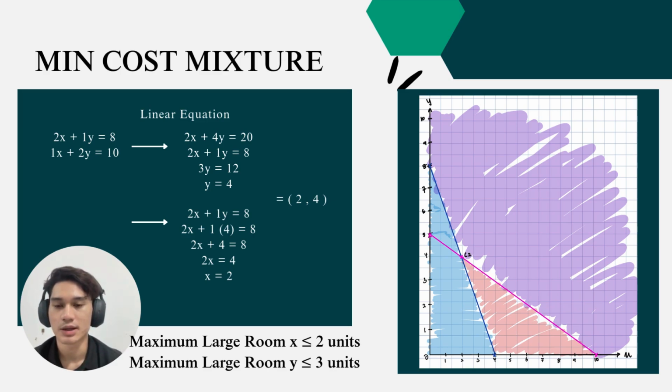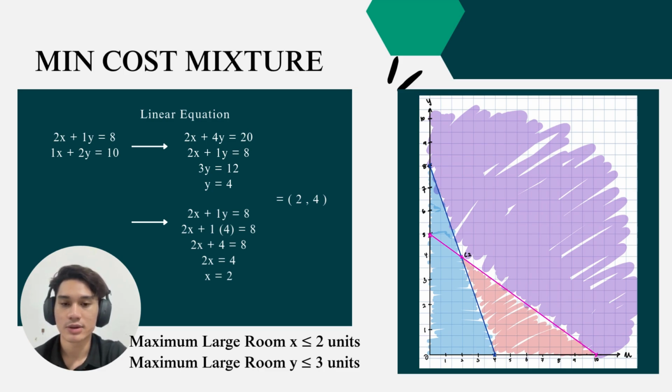1x plus 2y equals 10. So the next calculation is 2x plus 4y equals 20, minus 2x plus 1y equals 8, gives 3y equals 12, and the answer is y equals 4. Next, 2x plus 1y equals 8, so 2x plus 1 times 4 equals 8, 2x plus 4 equals 8, 2x equals 4, and the answer is x equals 2. So we got 2 for x and 4 for y.